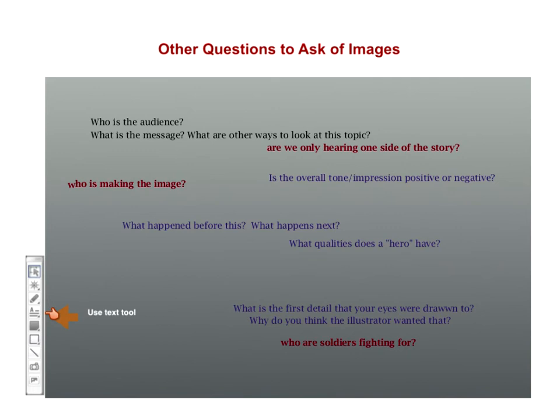Are we only hearing one side of the story? Is the overall tone impression positive or negative? That's great. And then maybe going into even positive or negative aspects of both, depicting these images or these messages as positive or negative. I don't know if I made that clear, but just how important both might be. What happened before and what happened next? So giving some historical context to the images would be very important, some background information.